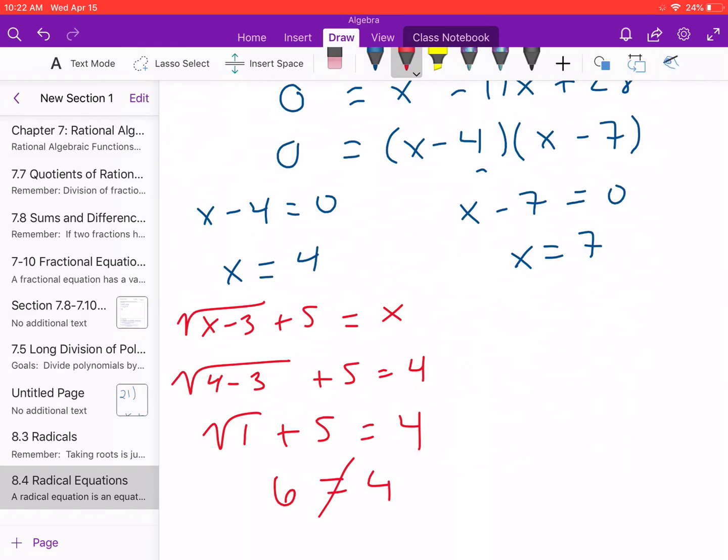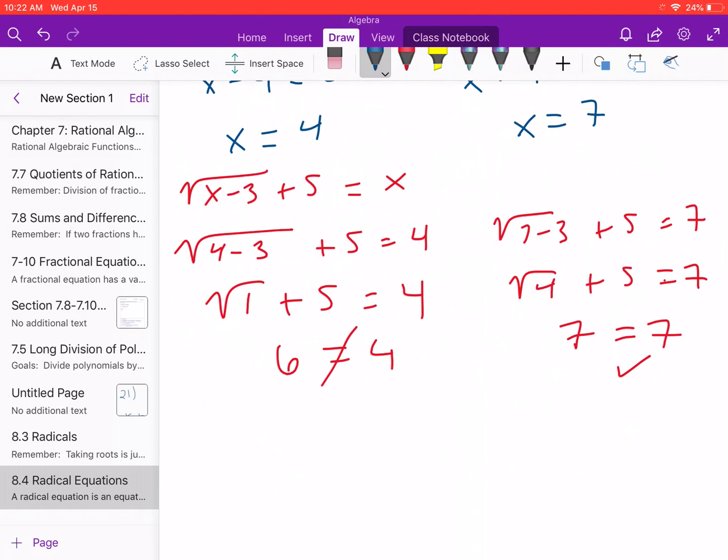And on the other side, when I plug my 7 back into the original equation, the square root of 7 minus 3 plus 5 equals 7. The square root of 4 plus 5 equals 7. 7 does equal 7. So for that one, the final solution is only 7, not 4.